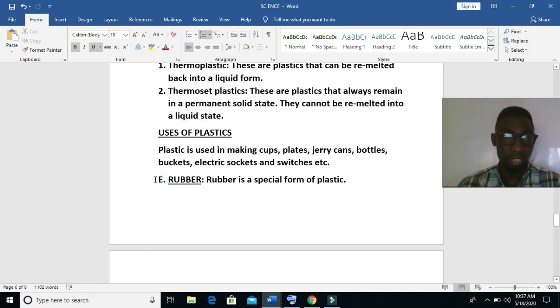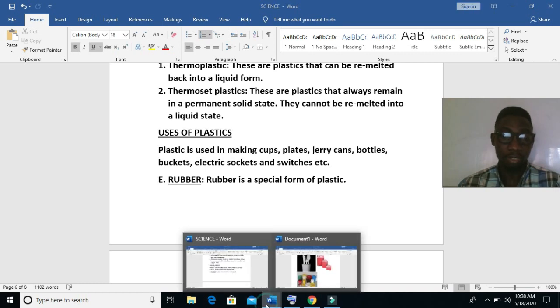Uses of plastics. Now, plastic is used in making several things around us. Objects and things like plastic cups, plates, jerry cans, bottles, plastic buckets, electric sockets, and switches that you can find at home. Most of the things I've mentioned are made of plastic. So let's quickly take a look at pictures of objects made of plastic.